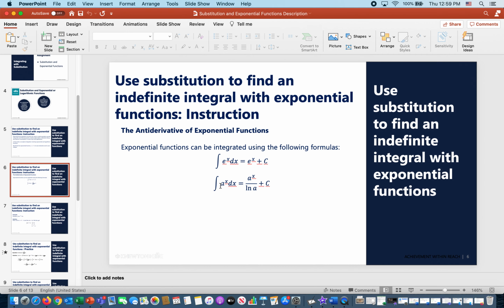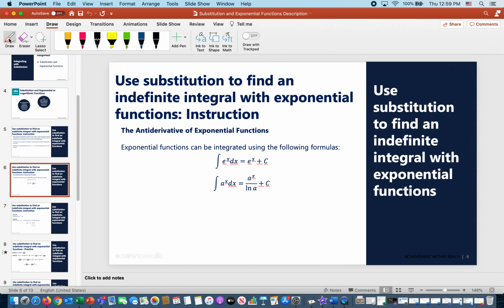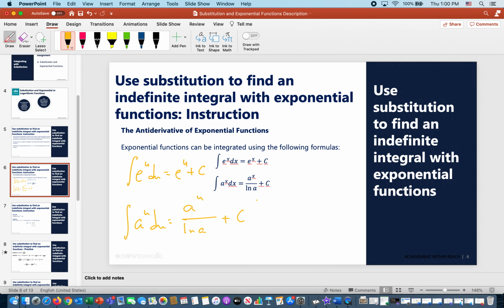So where we see these two integrals, e to the x and a to the x, I could go in and modify these a bit to say the integral of e to the u du is equal to e to the u plus c, right? Then we would have the integral of a to the u du is equal to a to the u over ln a plus c, right? So again, we're using substitution to do these, and it's important to be able to identify what is u and what's du and make the appropriate substitutions.